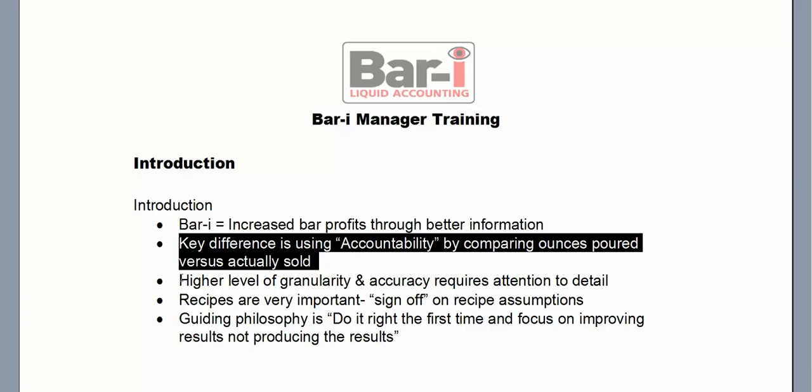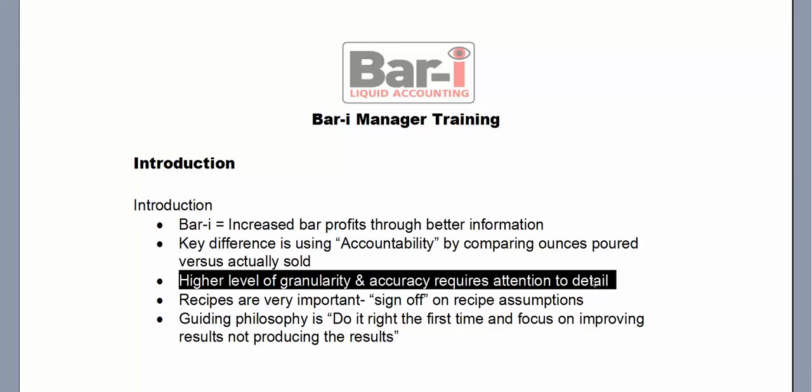So ultimately, we go to a higher level of detail. We precisely compare ounces rung and ounces poured. This extra detail and granularity will yield some profitability advantages because you'll have a much clearer idea what's going on behind the bar. On the flip side, it also requires a higher level of attention to detail, because you'll find that when there are errors, they will be glaring in our results.